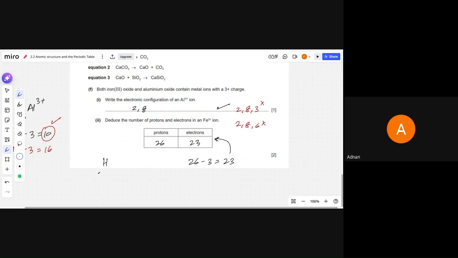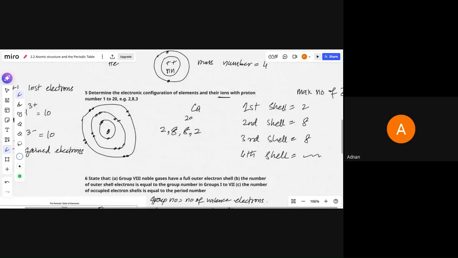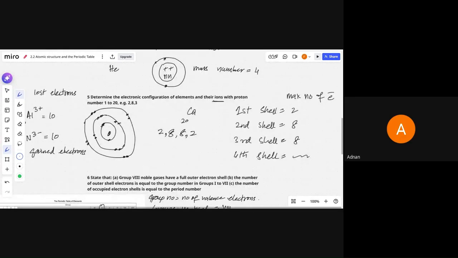For example, hydrogen has 1 proton. If I add another proton to hydrogen, it will not remain hydrogen, and it will be converted into helium with 2 protons. So when the number of protons changes, the atom changes. So again, I repeat that no matter what the charge is, the number of protons will always remain the same, which is the same as the atomic number on the periodic table. So this was our lesson 2.2.